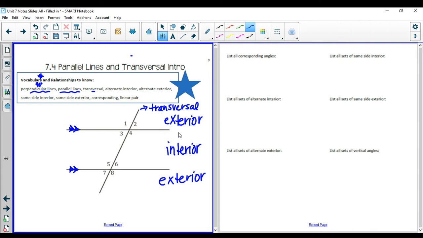One of the other things that we're going to talk about is we're going to actually be using this transversal as part of our conversation.